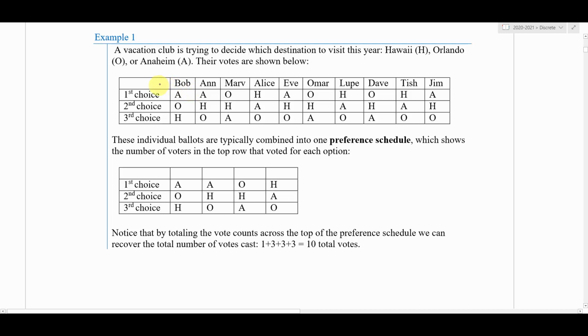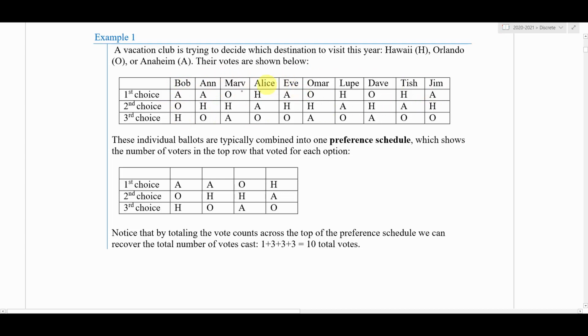And what they did was they ranked the three choices, Hawaii, Orlando, or Anaheim, based on their preference. So if we look at Bob here, Bob voted to go to Anaheim first. He likes Anaheim the most, then Orlando, then Hawaii. Marv is a little bit different. He liked Orlando the most, then Hawaii, then Anaheim. All right, so this is what we call a preference schedule, right, with each individual preference ballot.